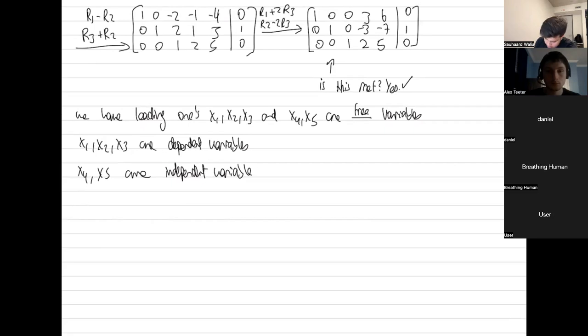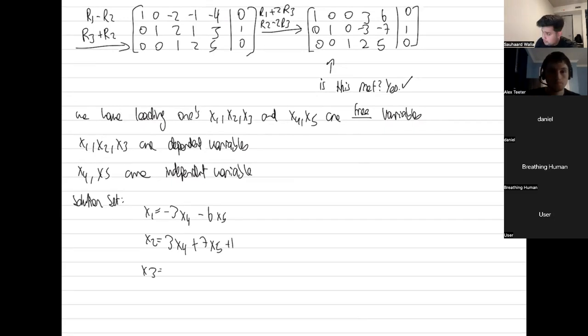So the solution set is: x1 is equal to minus 3x4 minus 6x5. x2 is equal to 3x4 plus 7x5 plus 1. And x3 is equal to minus 2x4 minus 5x5.